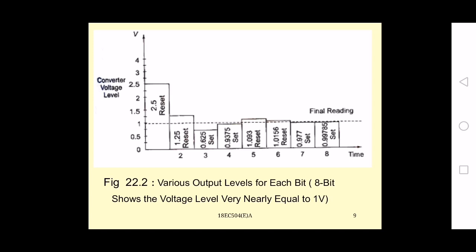Then you will have the value of 0.9375. This is again less than 1, so it is also retained. So in the first cycle 0, second cycle 0, third bit you set 1, fourth bit you set 1. So after 4 cycles, 0011. In the fifth cycle, D7, D6, D5, D4, D3, you make D3 1. When you make D3 1, again the output V out is greater than V in. So again we reset that bit.